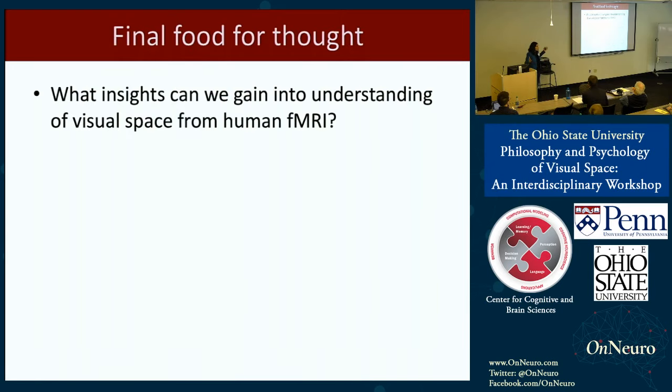So, final question for all of you is what I'm hoping you will get out of this workshop: what sorts of insights can we gain into our understanding of visual space from human fMRI or from learning about the brain? Not just what can these studies tell us about brain organization, but what can they then tell us about the behavior and perception or philosophical questions about visual space as well.